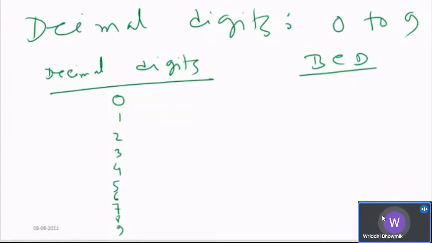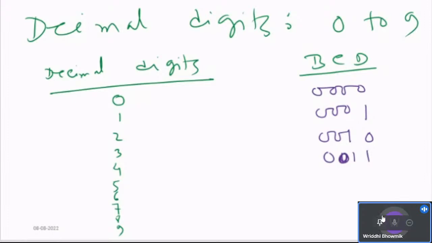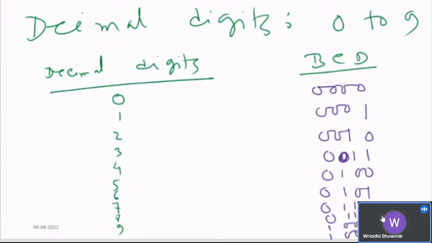So 0 will be encoded by 0000. 1 will be encoded by 0001. 2 will be encoded by 0010. 3 will be encoded by 0011. 4 will be encoded by 0100. 5 will be encoded by 0101. 6 will be encoded by 0110. 7 will be encoded by 0111. 8 will be encoded by 1000, and 9 will be encoded by 1001.